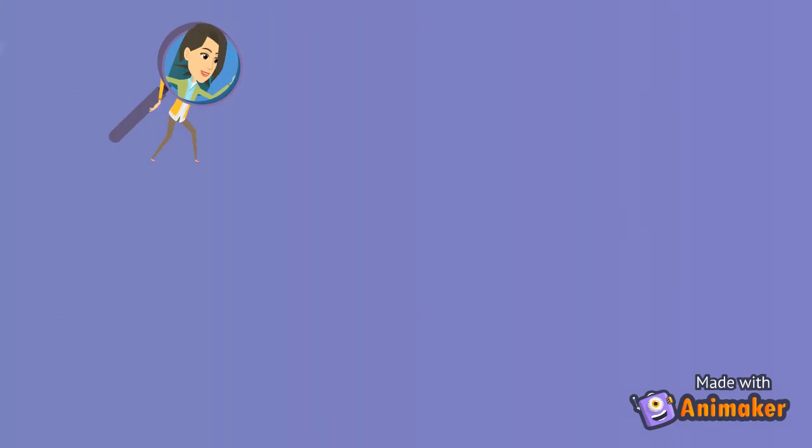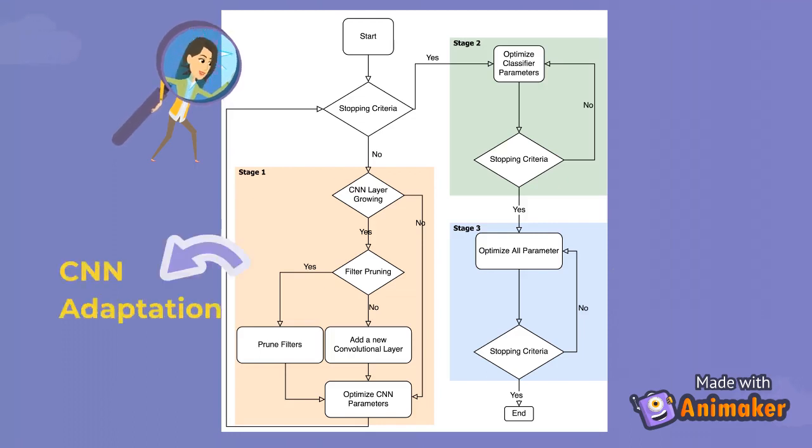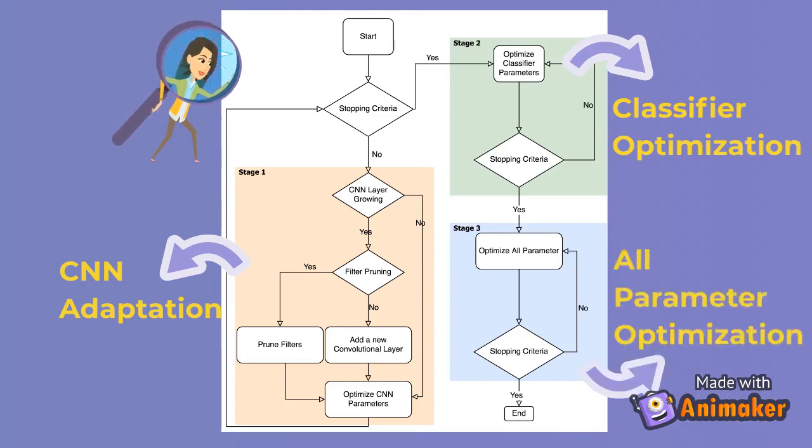As shown in the flowchart below, there are 3 stages of AutoCNN. The first stage is called the CNN adaptation stage. This stage focuses on evolving CNN layers to learn features as much as they can. The second stage is called the classifier optimization stage. Lastly, there is the all parameters optimization stage. Note that the transitions among the stages are governed by the stopping criteria.